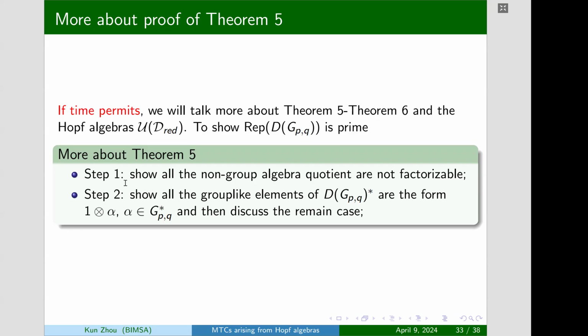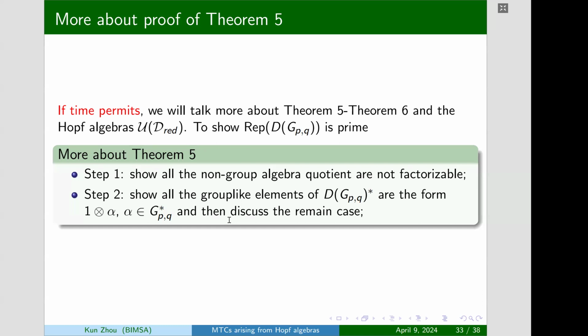To do this, we compute all the group-like elements of the dual of DGPQ, and we find that its form is one tensor alpha. Alpha belongs to the dual group of GPQ. So from this form, we know that all the group algebraic quotients are actually not factorizable.